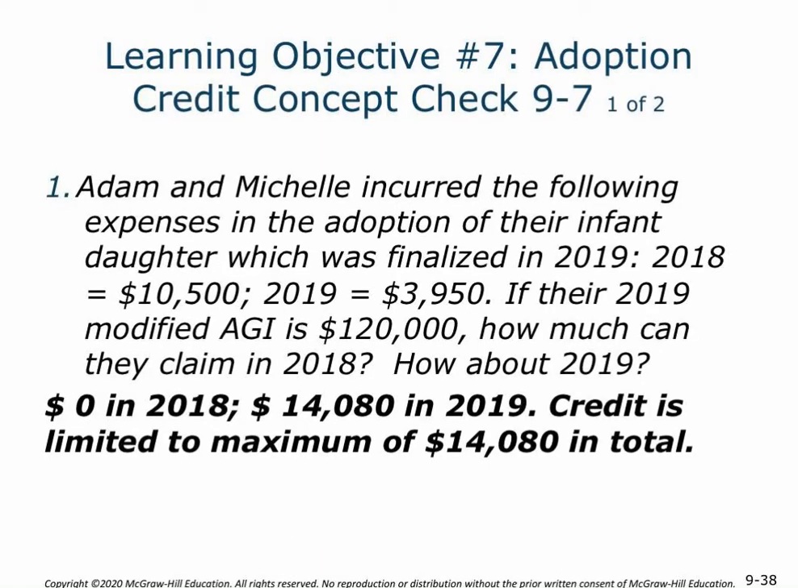Taking a look at a concept check for how that's going to work. Adam and Michelle incurred the following expenses in their adoption, which was finalized in 2019. In 2018 they had $10,500, and in 2019 they had $3,950. If their 2019 modified AGI is $120,000, how much can they claim in 2018 and 2019? In 2018 they wouldn't claim anything. However, in 2019, when the adoption was finalized, they can claim the 2018 amount plus the 2019 amount up to that $14,080 limit. So they can claim the maximum for the credit.